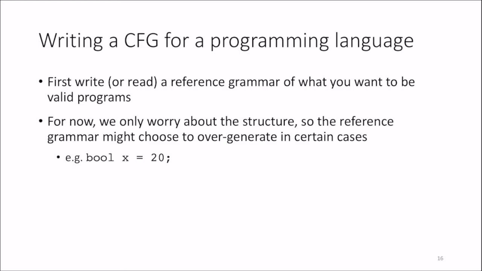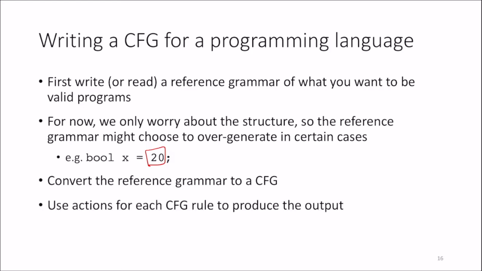So this reference grammar might choose to overgenerate in cases where this is not a valid Boolean value, but it doesn't care about that right now. It just cares about the structure of the program rather than the semantic errors that might occur. So this we would consider to be a semantic error because X is defined as a Boolean and should really be only assigned true or false, right? Not an integer. Then we take this reference grammar and convert it into a context-free grammar.